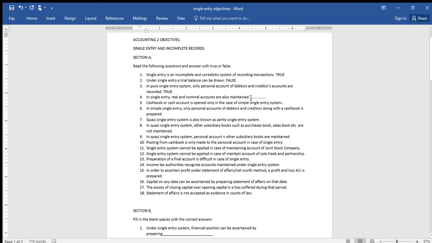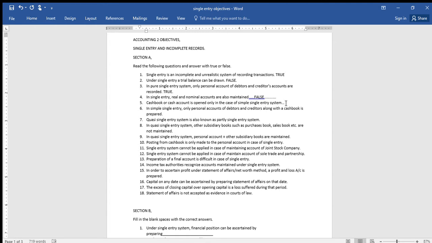Real and nominal accounts are also maintained? Nope. So the answer is false. Then for question 5, a cash book or cash account is opened only in the case of simple single entry.